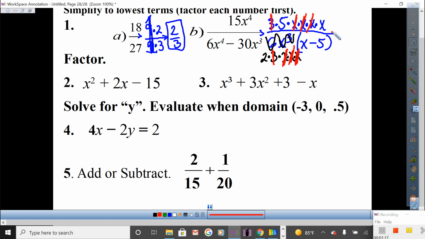So what does that leave us with in the numerator? 5 times x, that's 5x. How about the denominator? We have a 2 and x minus 5.